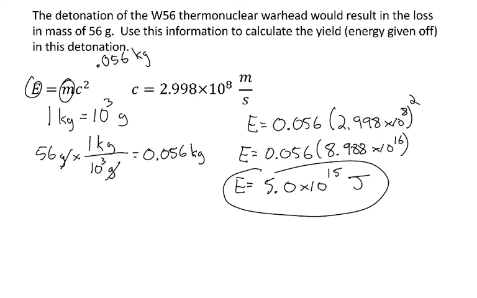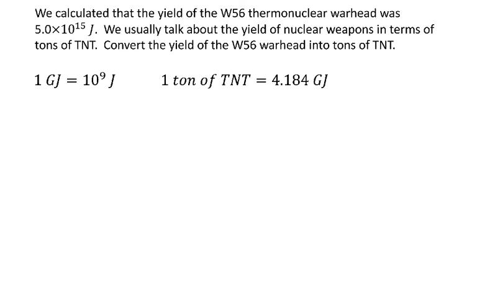And I've got one follow-up here that's just kind of for fun. So on the previous slide, we calculated that the yield of this thermonuclear warhead would be 5 times 10 to the 15 joules. Now, when we talk about the yield of nuclear weapons, we usually don't talk about it in terms of joules. We talk about it in terms of tons of TNT. So what we're going to do is convert the yield that we calculated in the previous problem in joules into tons of TNT. To do that, we're going to use that 1 ton of TNT is 4.184 gigajoules. And the giga prefix just means 10 to the 9th. So that means that 1 gigajoule is 10 to the 9th joules.